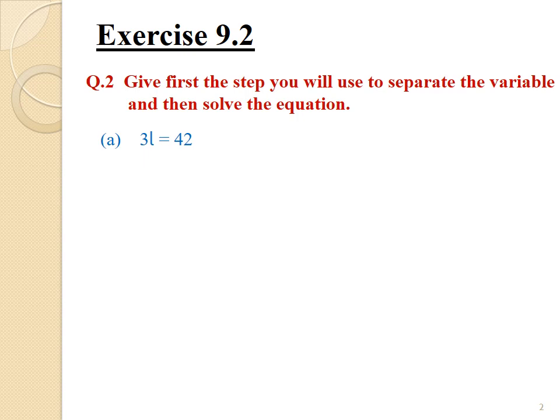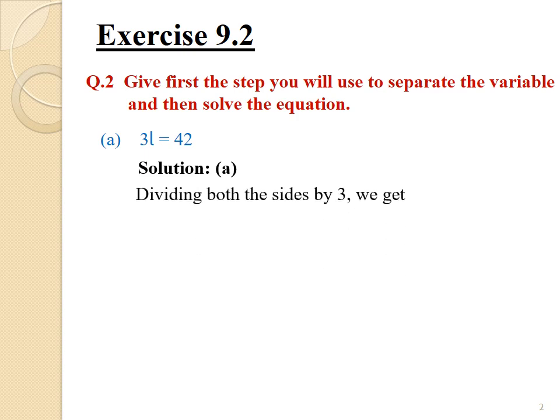Students, on left hand side 3L is given. So we have to divide 3L by 3 and on right hand side 42 is given. So, we have to also divide 42 by 3. Dividing both sides by 3, we get 3L upon 3 equals to 42 upon 3.